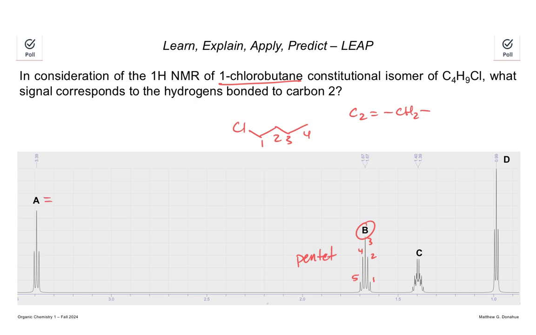So A is going to be the CH2 group at position 1. See this big gap here from that triplet to that pentet, that huge chemical shift difference? Again, that's due to that chlorine. So it's sitting out by itself. It's the one that looks the most different from everything else. Then you have this cluster of 3, which are 2, 3, and 4.